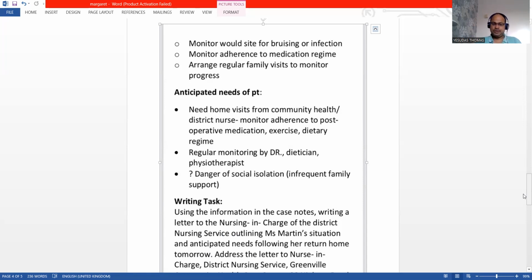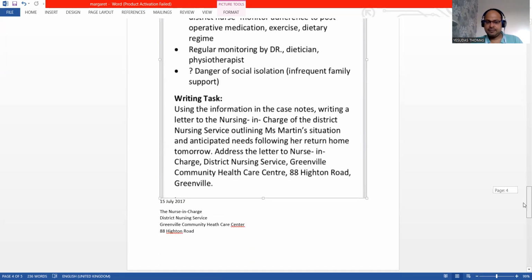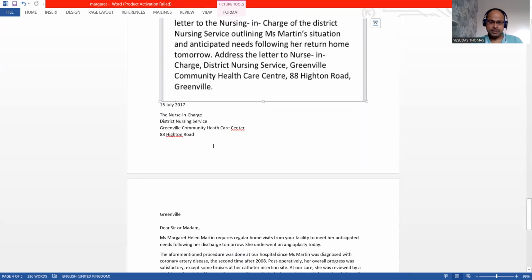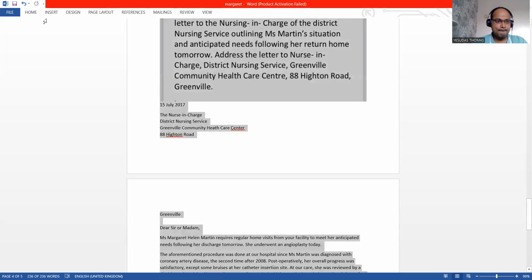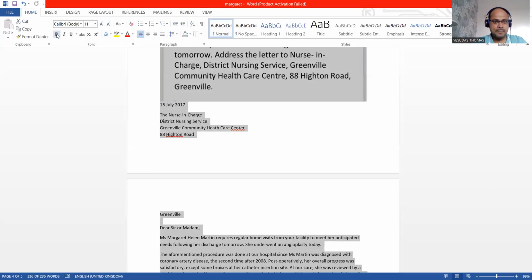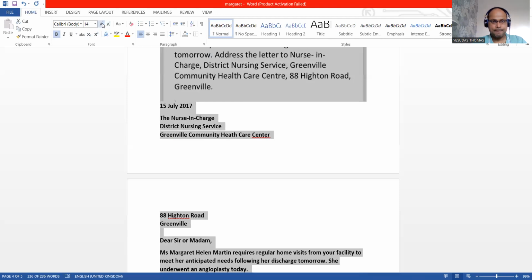Now we need to inform that she is at risk of social isolation because of infrequent family support. So that's all we have here in this letter which is relevant. I can make this a little bit bigger so that you can see. Make it bold and bigger. Make it red.